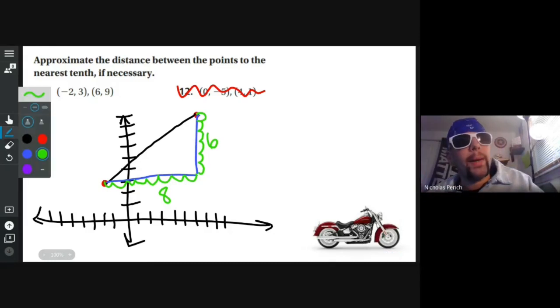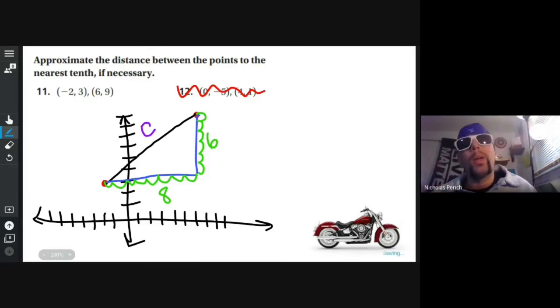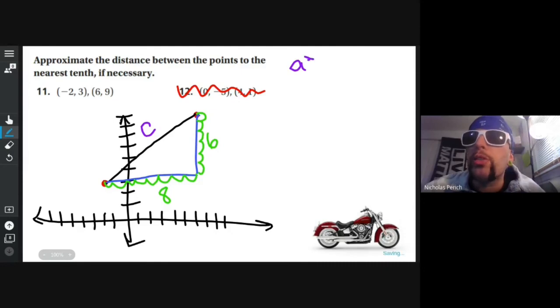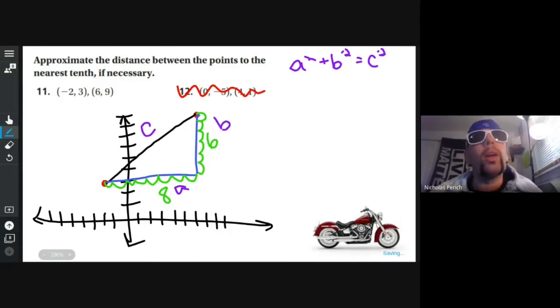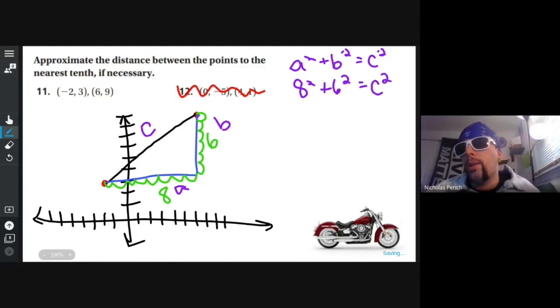Now I have to find the longest side here, which I'm going to call C. So I'm going to use a squared plus b squared equals c squared. It doesn't matter which one I call A or B as long as the longest side is C. So I'm going to call A 8, 8 squared. B is 6, 6 squared, equals C squared.